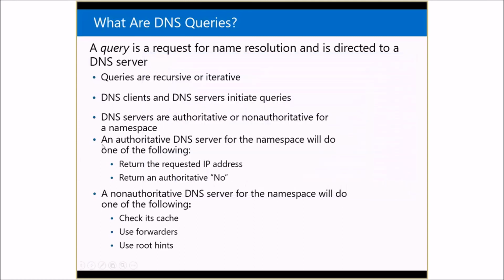So a query is a request for name resolution and is directed to the DNS server. A query can be recursive or iterative. A DNS client and DNS servers can initiate these queries. And we'll talk about exactly how it works in a second. A DNS server is authoritative or non-authoritative for a namespace. What does that mean? Authoritative means I know for sure because I'm in charge of this. Non-authoritative is this is the answer, but I'm not the person in charge.